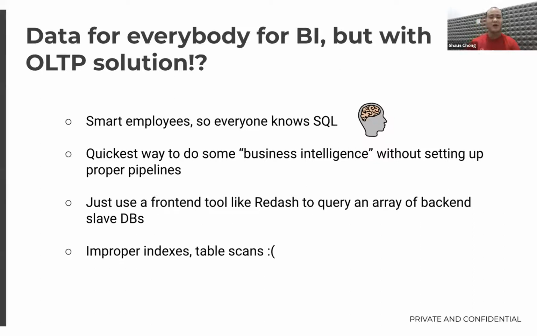Of course, today we have the pipelines all set up, right? And all we do is we use a front-end tool like Redash, and we query an array of backend slave databases that we run the slave channels from the masters. The problem with this is that when we design the schemas, the indexes there are optimized for our OLTP use cases, right? And in a lot of cases when they do analytical style queries, you start to have a lot of table scans, again IOPS, that slows the entire database down.